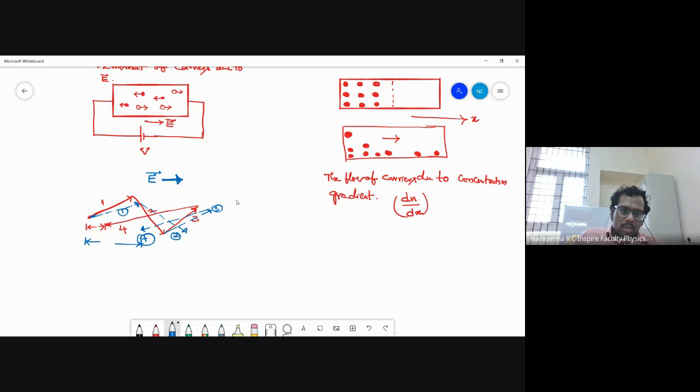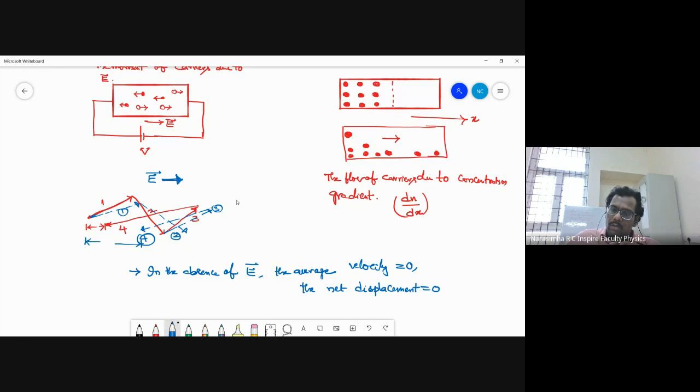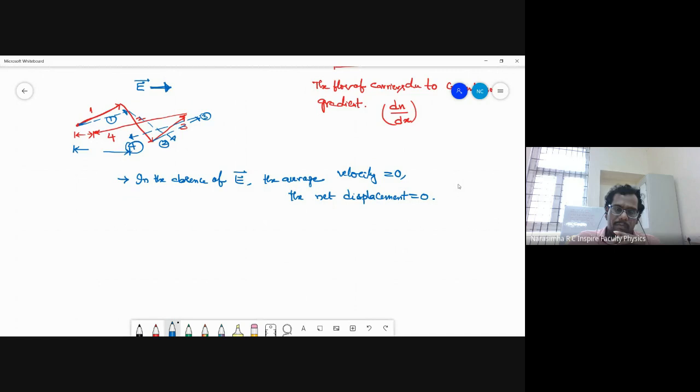The main point I want to mention here is, in the absence of electric field, the average velocity is zero, right? Because of the random motion, the net displacement will be zero. So you cannot have a transport mechanism, and you cannot have a current. That is what happens in the absence of electric field. But when you have an electric field, the field tries to drift the electrons towards the field direction, so you can achieve a finite net displacement, and you can have a current. This is the main mechanism in the drifting of electrons due to the field.